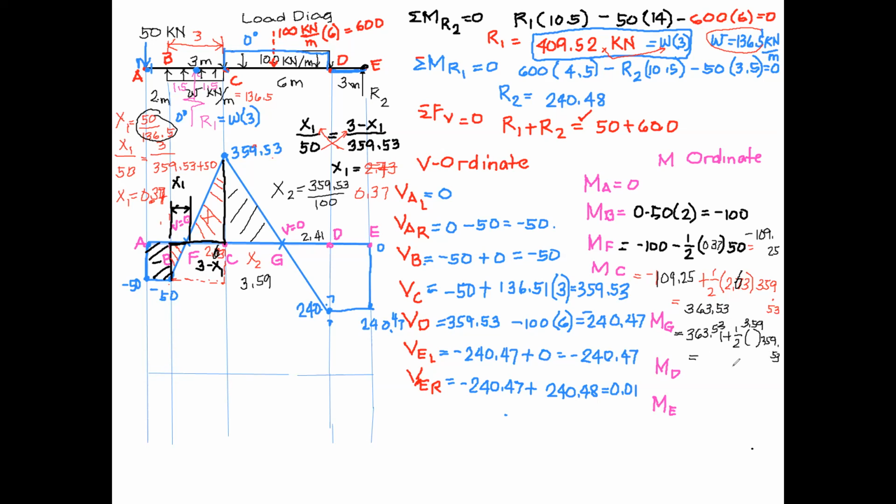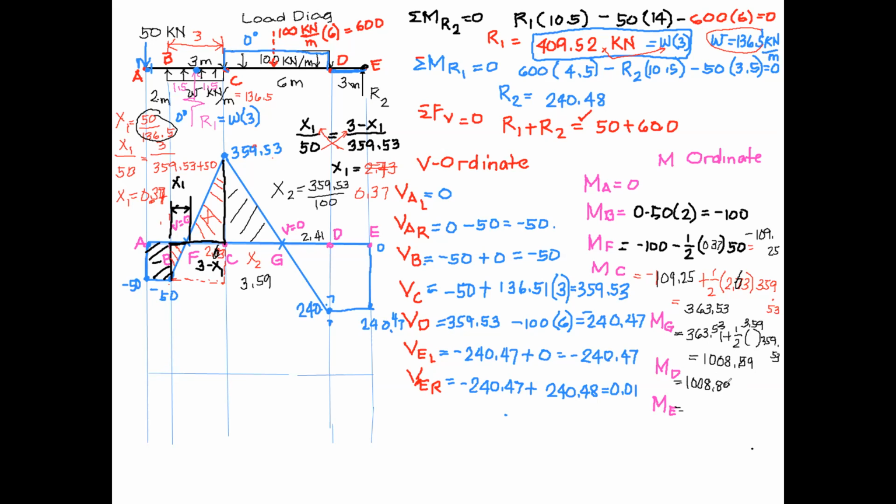Okay, anong answer moment about G? Dapat mag-zero to. Kung hindi to nag-zero, may mali pa rin tayo. What is 363.53 plus 1,008.89? 1,008.89. Tama ba? Opo. Okay, 0.89.